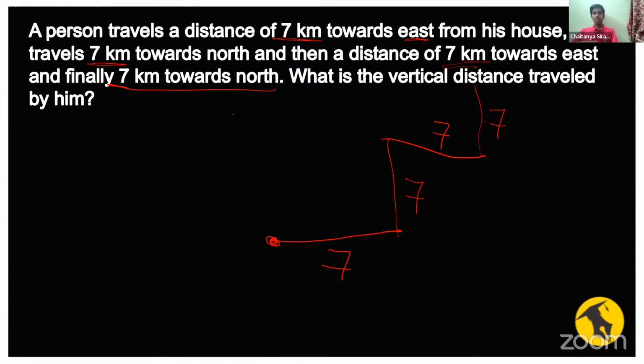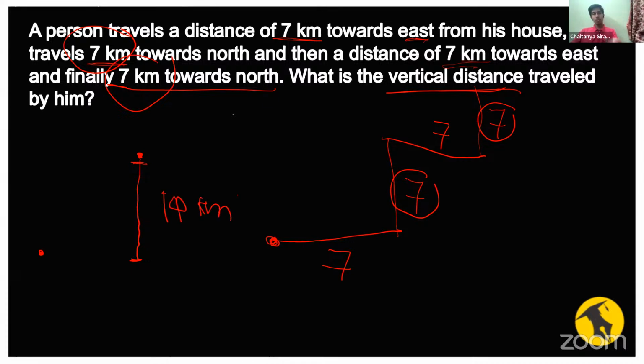So now the question asks me, what is the vertical distance? The vertical distance is nothing but addition of these two. So let's say he started at this point and he ended up at this point. So the vertical distance would be nothing but this distance. You simply add all the distance he covered in the north direction. So he covered 7 kilometers and another 7 kilometers. So in total he covered 14 kilometers of vertical distance.